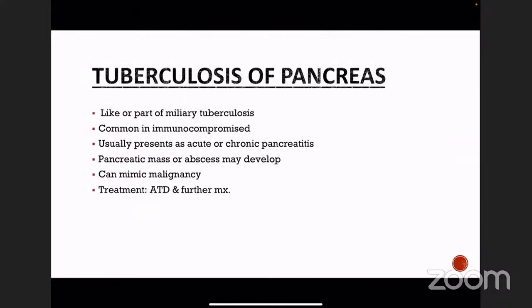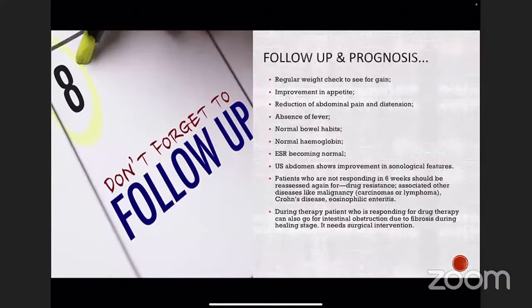Another is tuberculosis of the pancreas. In one CT, I have shown you calcification over the pancreatic region. Like or as a part of miliary tuberculosis, it involves the pancreas. Common in immunocompromised patients, it usually presents as acute or chronic pancreatitis. So in a patient with pancreatitis, you have to think about tuberculosis also, not only about alcohol and other etiology. You have to think about this also, right? A pancreatic mass or abscess may develop. It can mimic malignancy, and treatment is again ATD and further management in pancreatic tuberculosis.